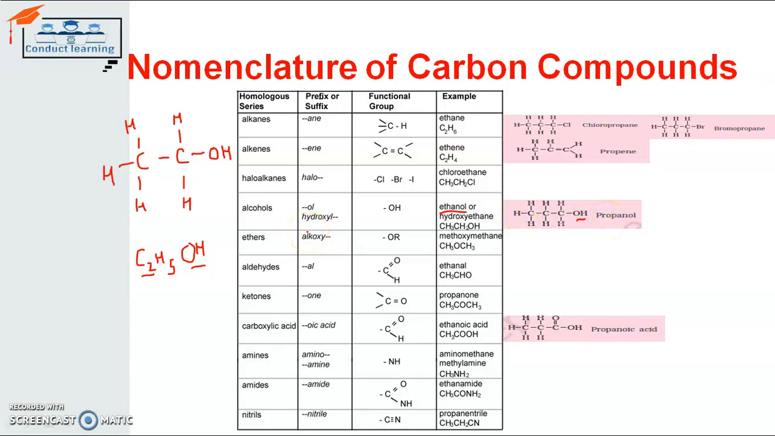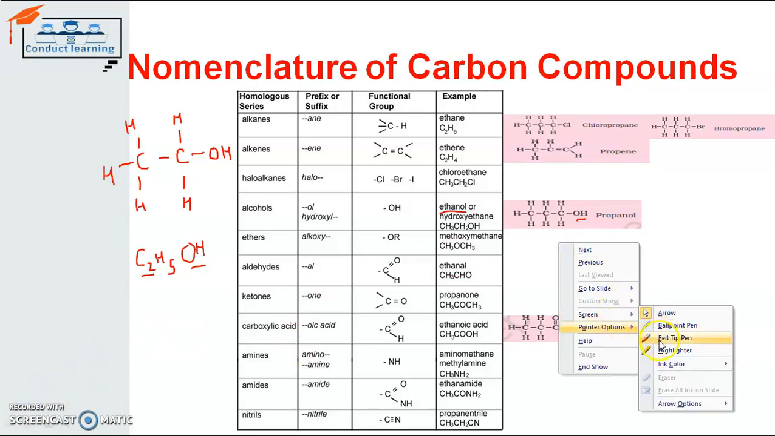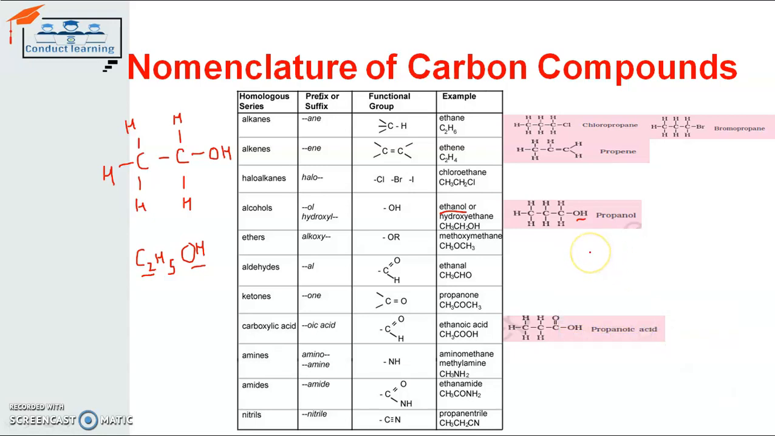Another example here is for ethers, and the functional group for it is OR, and the example is methoxymethane. So here for methoxymethane, the chemical formula is CH3OCH3. So how the structure diagram for it will become: the number of carbon atoms is 2 and one oxygen atom is there. So oxygen can share 2 electrons with carbon. So that's why it will sit in between the two carbon atoms.